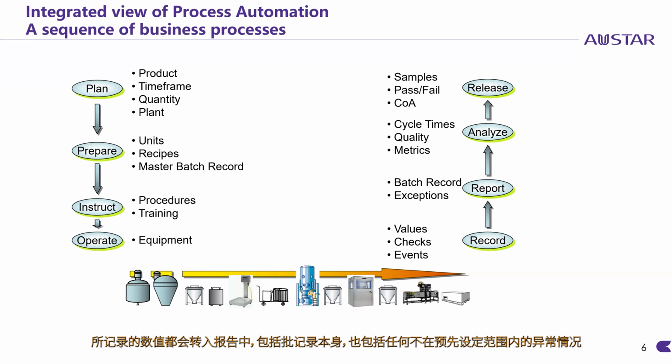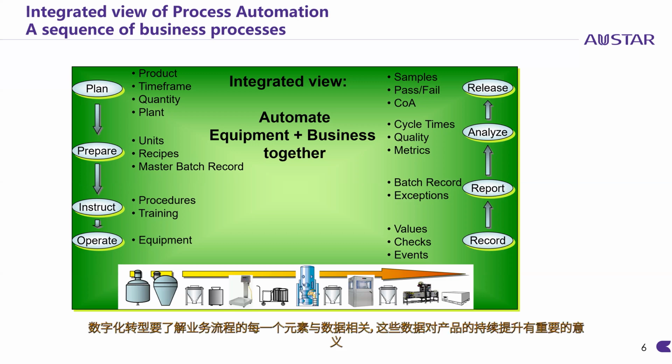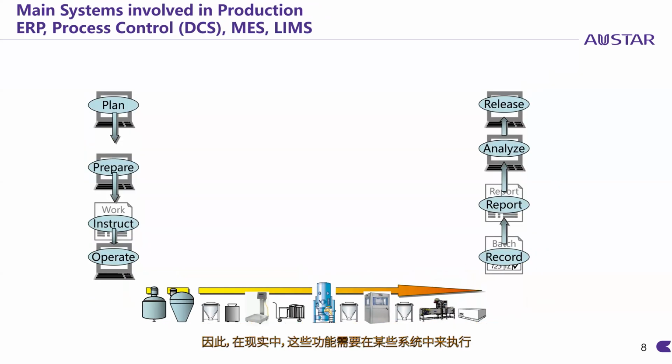So this is the whole process as I see it, as one thing, and try to automate equipment and business together. And digital transformation is also about understanding that each of these elements of this business process has data attached to it, and these data can be meaningful to improve continuously our production.